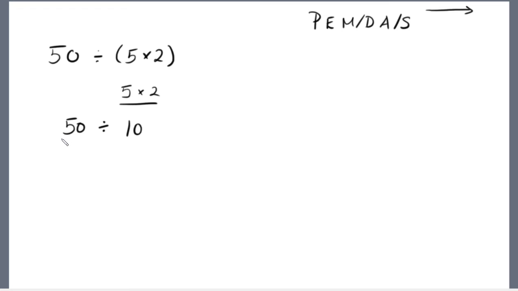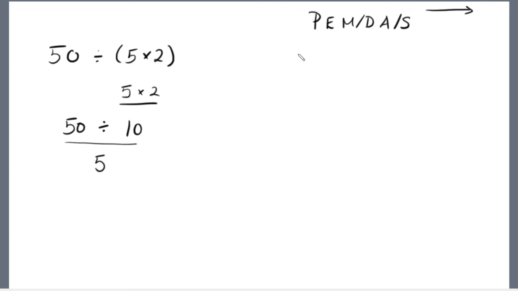Going once again from left to right, we think to ourselves, are there parentheses? There are not. So we're done with the parentheses step. Now we go to the exponent step. Are there exponents? There are not. So we're done with that step. Then we go to our final step, which is multiplication or division. There is a division step here, and it's going to be 50 divided by 10, which is going to give us 5.